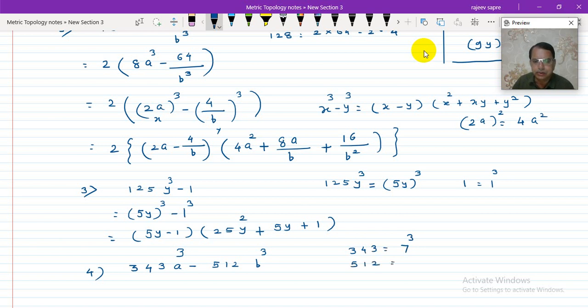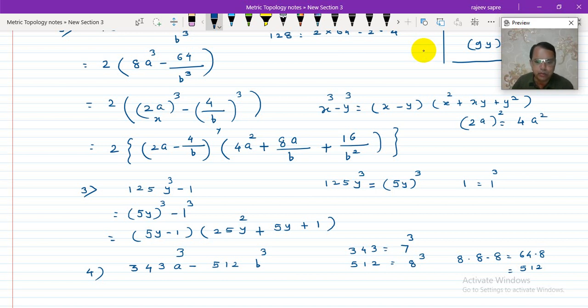This is not square, actually 7 cube. 343 is 7 raised to 3, and 512 is what? 8 cube. You can check 8 into 8 into 8, so it is 64 into 8, so it is 512. You can check this: 8 into 4 is 32, 2 carry over 3, 8 into 6 is 48, plus 3 is 51. So now you have expressed this quantity, whatever was given.